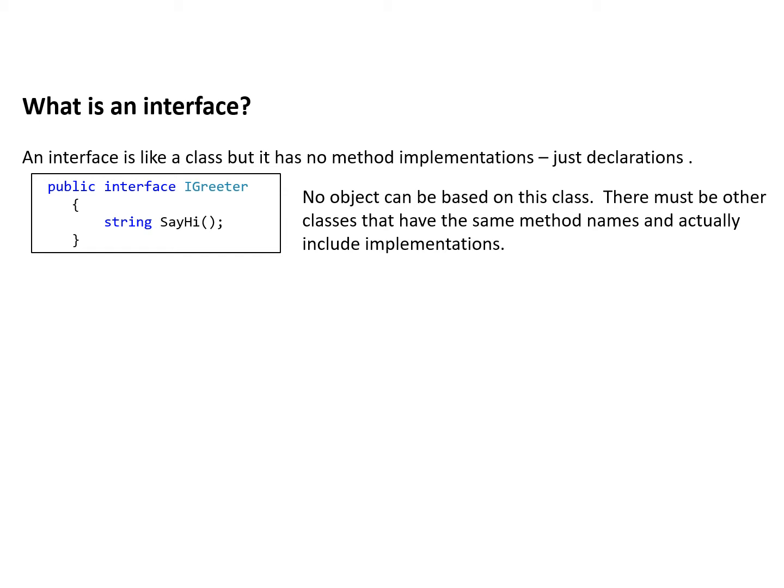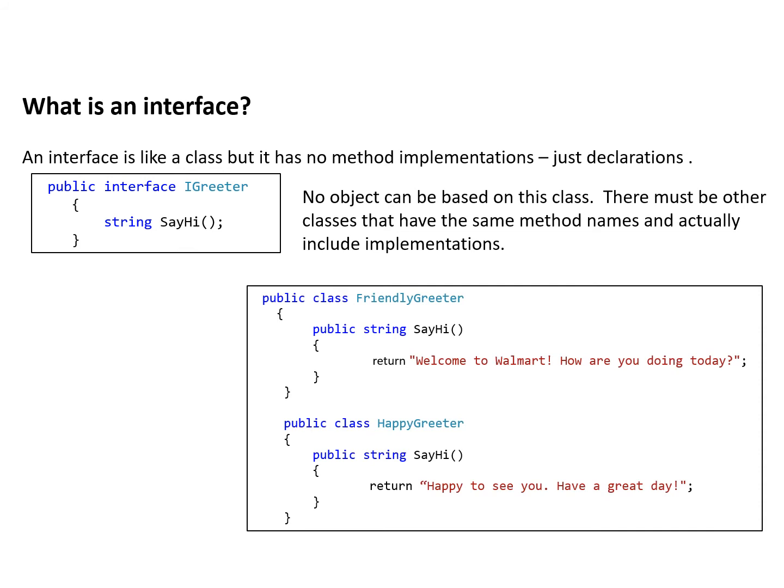Now with an interface, no object is ever based upon it, because if that were the case, the object would not know what to do whenever that say hi method was called. So what we have to do is have other classes that have these same method names but actually include the implementations. So here again are the classes we talked about before, and those would be classes that would use this interface. Notice each of these classes do have that very same method called say hi, but these are the ones that actually say what is being done inside that method. So we would say that these classes are implementations of that interface seen above.